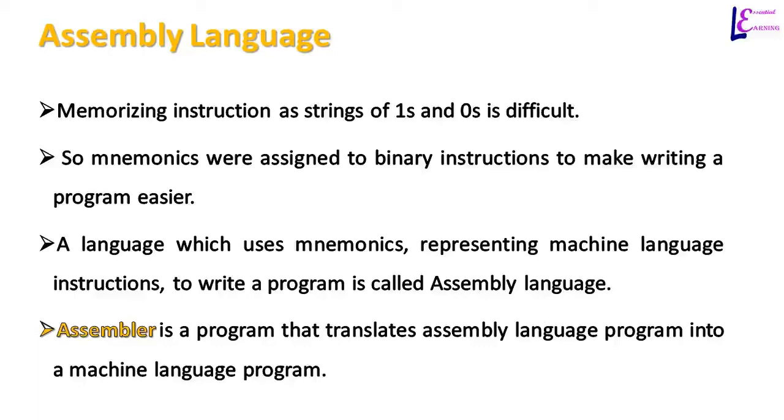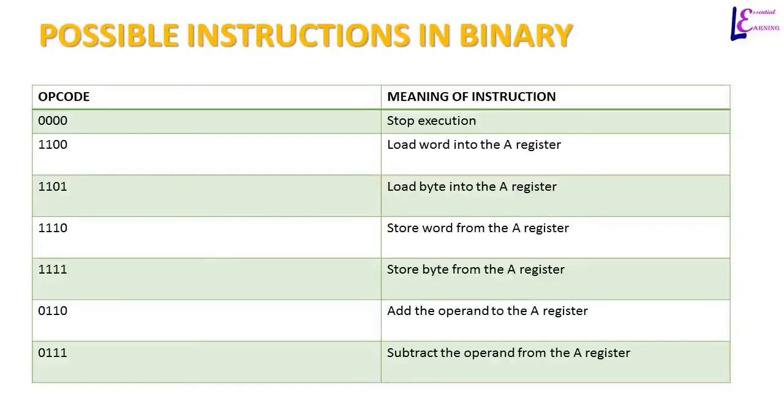Since a computer understands only the language of ones and zeros, a mechanism is needed to translate mnemonics to ones and zeros. For this purpose, a program called an assembler is designed. An assembler is a program that translates an assembly language program into a machine language program. This is how instructions are created for a computer when it is manufactured.